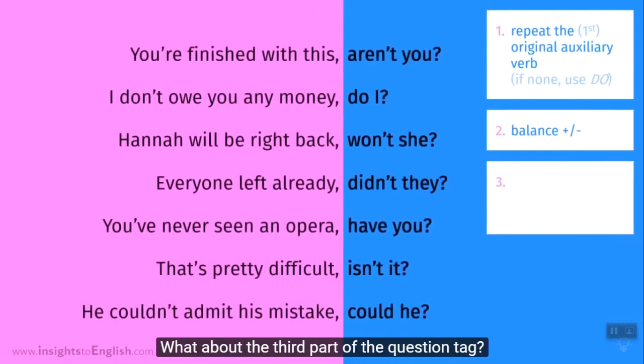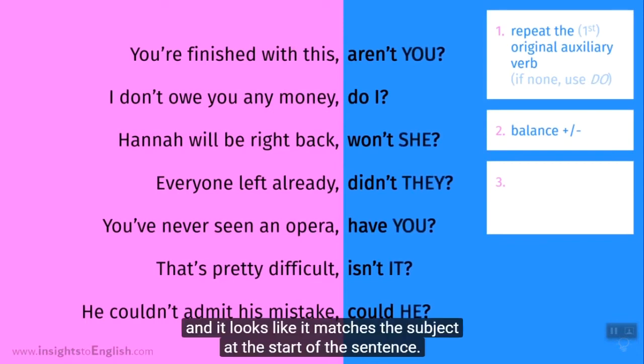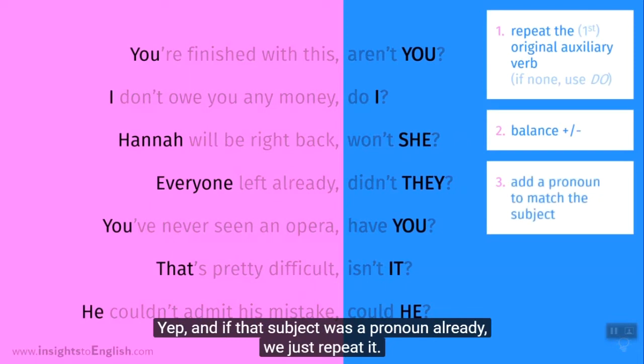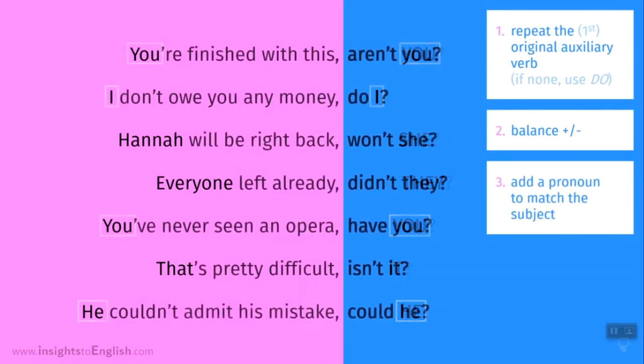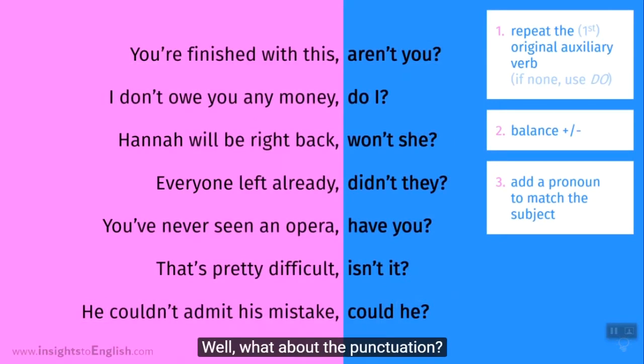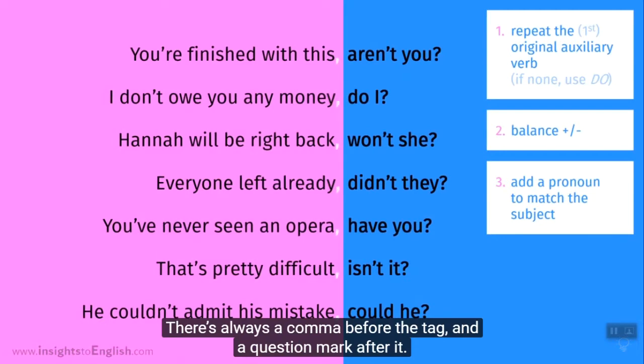What about the third part of the question tag? The last word is a pronoun, and it looks like it matches the subject at the start of the sentence. Yep, and if that subject was a pronoun already, we just repeat it. That's easy enough. And that's all it takes to make a question tag? Well, what about the punctuation? There's always a comma before the tag and a question mark after it.